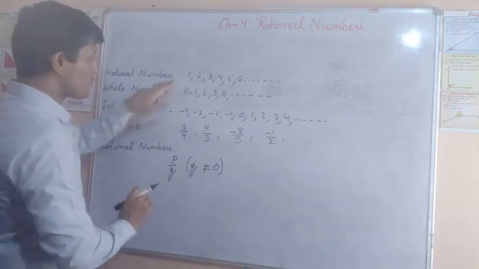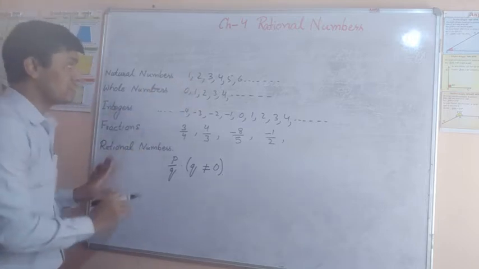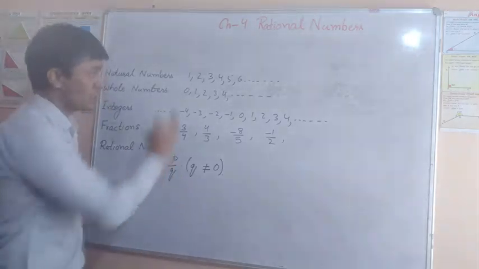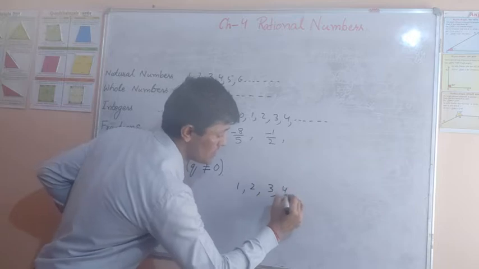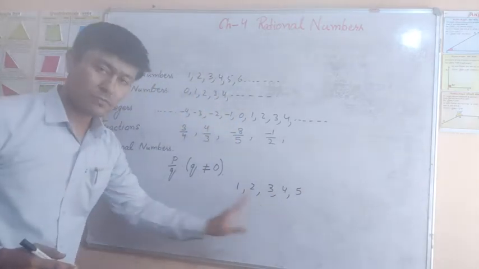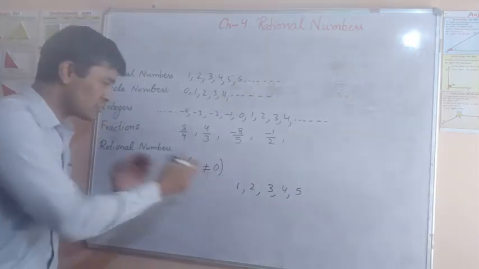Okay, so all the natural numbers are rational numbers. All the natural numbers are the rational numbers. See, 1, 2, 3, 4, 5. All these are natural numbers? Yes. So, how can we say that these are the rational numbers?